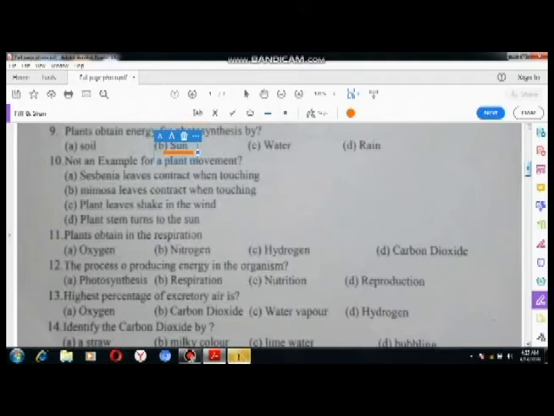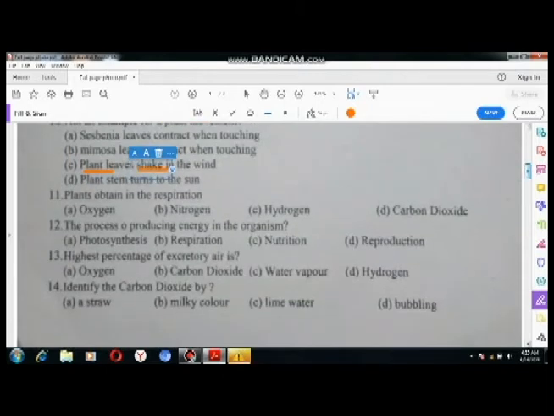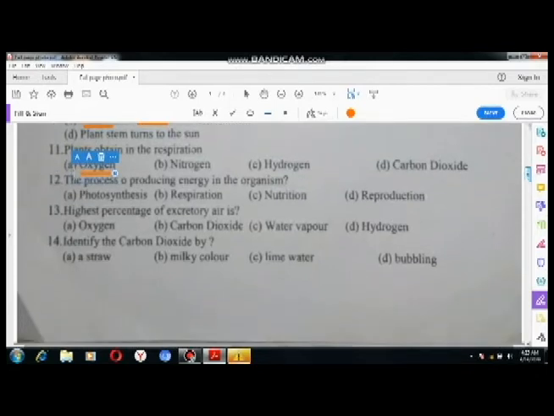Next question. Plants obtain in the respiration. Oxygen gas is obtained in the respiration, both plants and animals. So answer A. The process of producing energy in the organisms. You already know, the respiration is the energy production process in organisms. So answer is B, respiration.